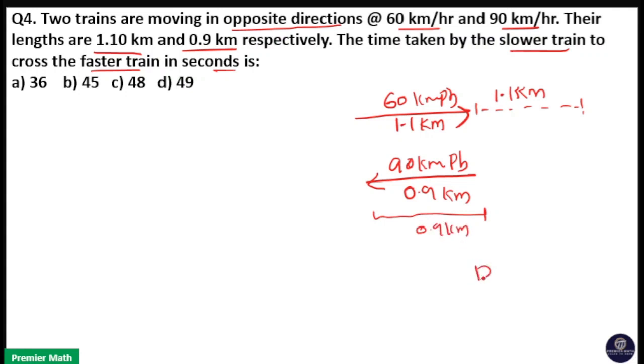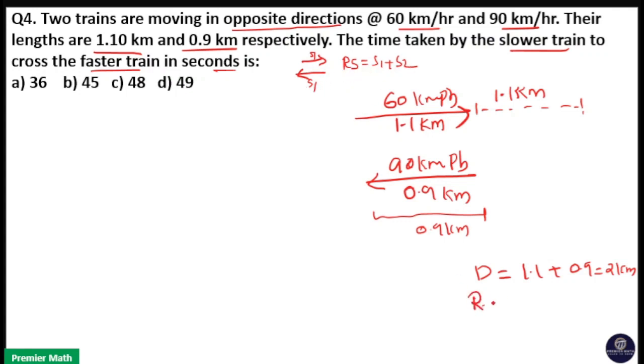So distance covered will be, when the slower train passes the faster train, 1.1 plus 0.9, that is 2 km. And when two bodies are moving opposite to each other, the relative speed will be the speed of the first body plus the speed of the second body. When they are moving in the same direction, it will be S1 minus S2. Here they are moving in opposite directions, so the speed will be S1 plus S2.